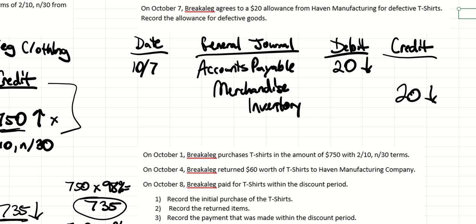Because all Break a Leg is doing is, number one, they're reducing the amount that they owe. And number two, they're going to reduce their inventory balance because they're going to take the inventory off their floor. They're not going to put it out on the floor, pretty much. So they're going to reduce the amount in their inventory account. They're not going to sell that to anyone, I want to say, at retail. So hopefully that makes sense. So that's how to account for purchase allowances.